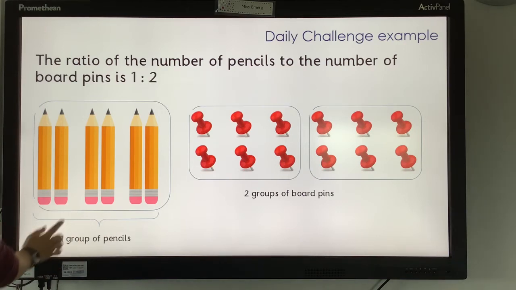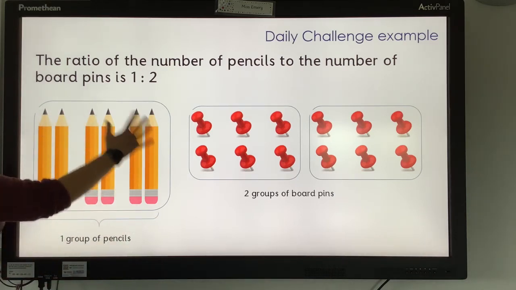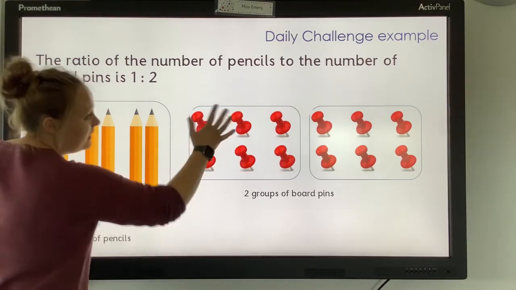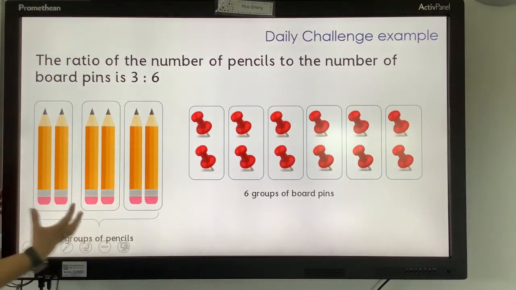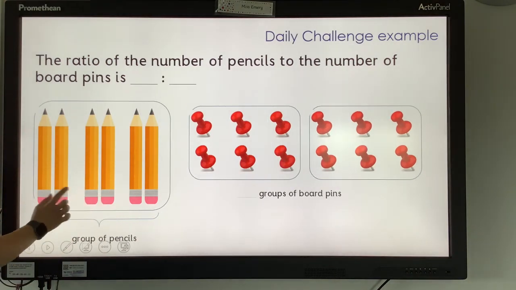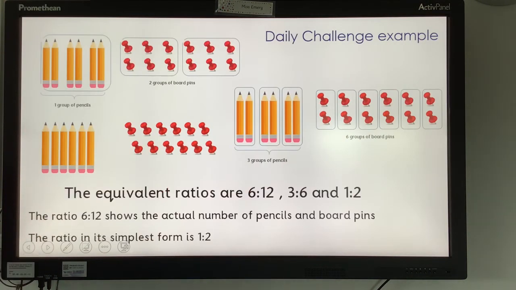So hopefully you came up that it was 1 to 2. 1 group of pencils to 2 groups of board pins. And again, notice that our groups are equal. There are 6 in this and there are 6 in this. And earlier, there were 2 in each group. The groups are equal. That tells us that, whichever way we represent it, the ratios are equal because the number of items has stayed the same.